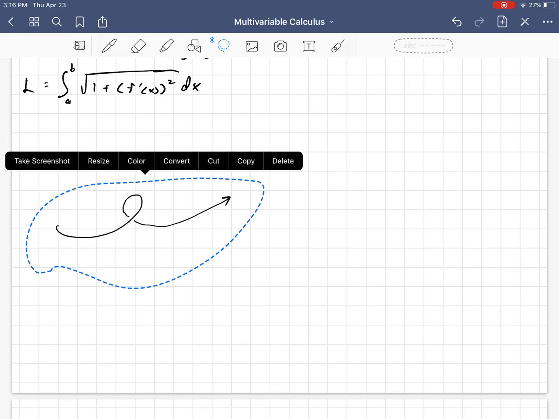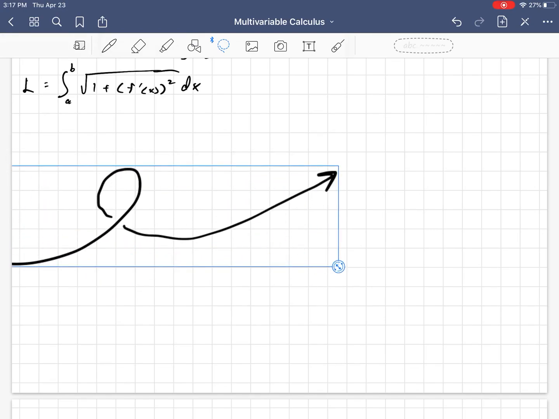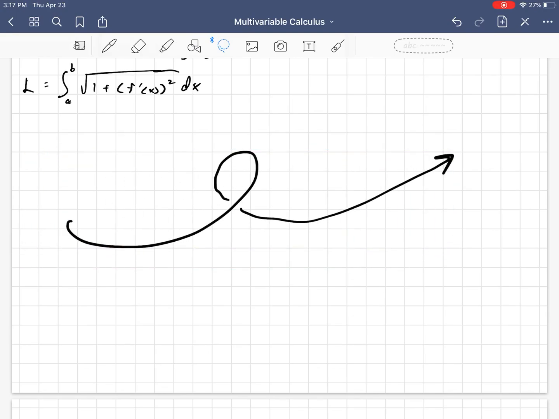So we want to find the length of arc of r of t from, say, a to b. It might be best if I get rid of this and blow this up. Resize, okay. So this is our r of t. Now, how can we approximate arc length? Well, I know I'm going to end up using an integral. So I'm going to divide the length of this curve r of t into a bunch of different line segments.